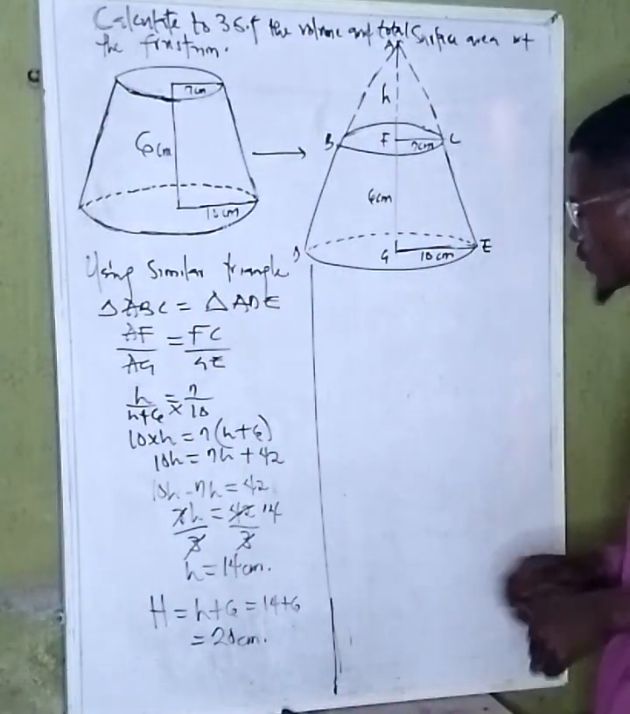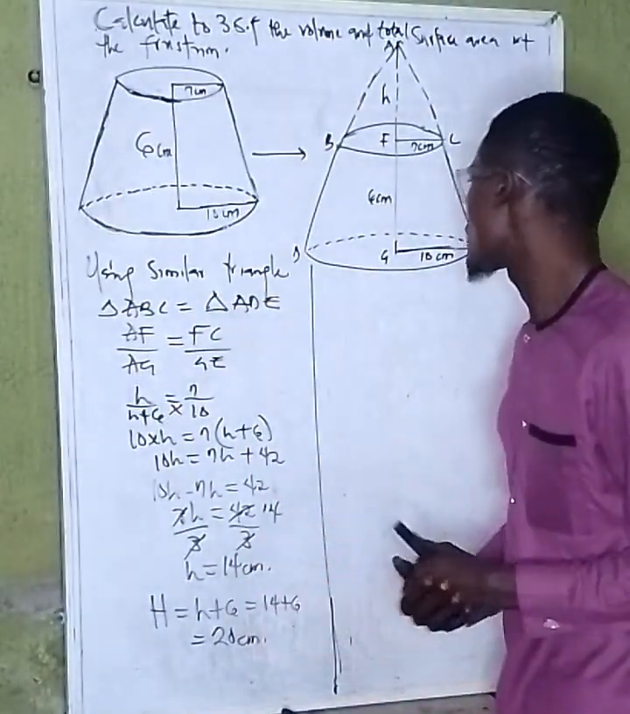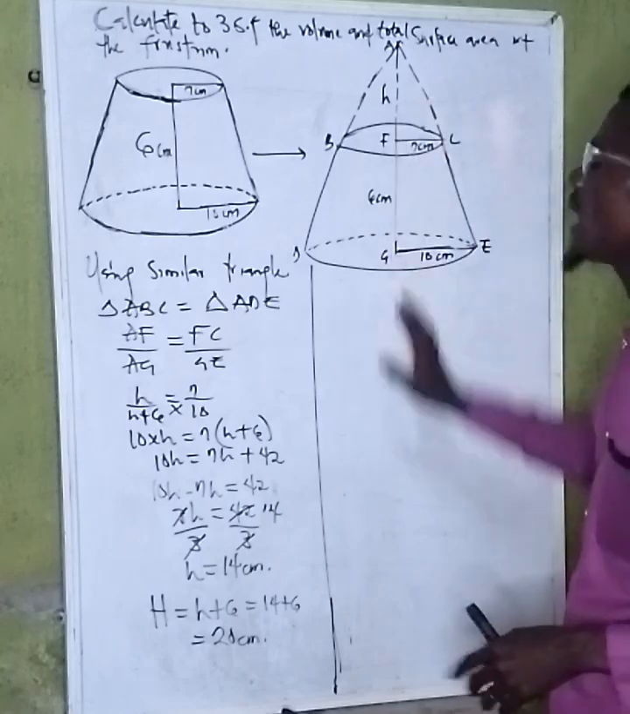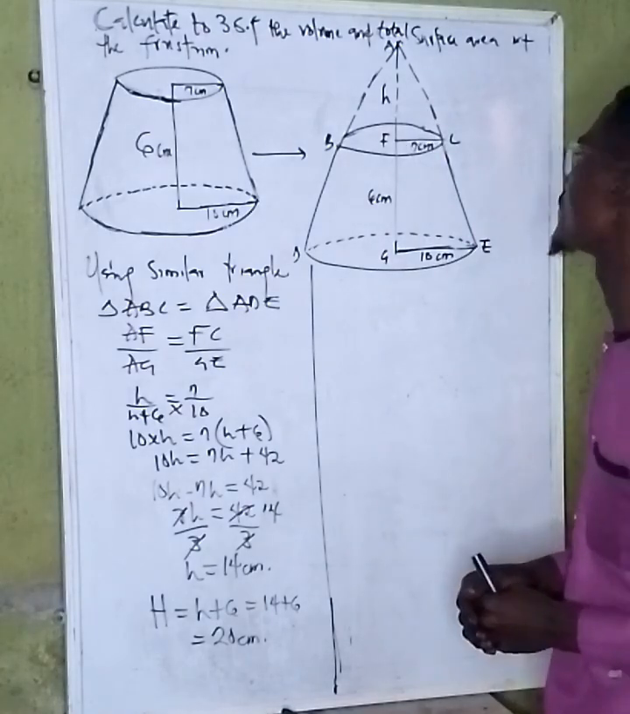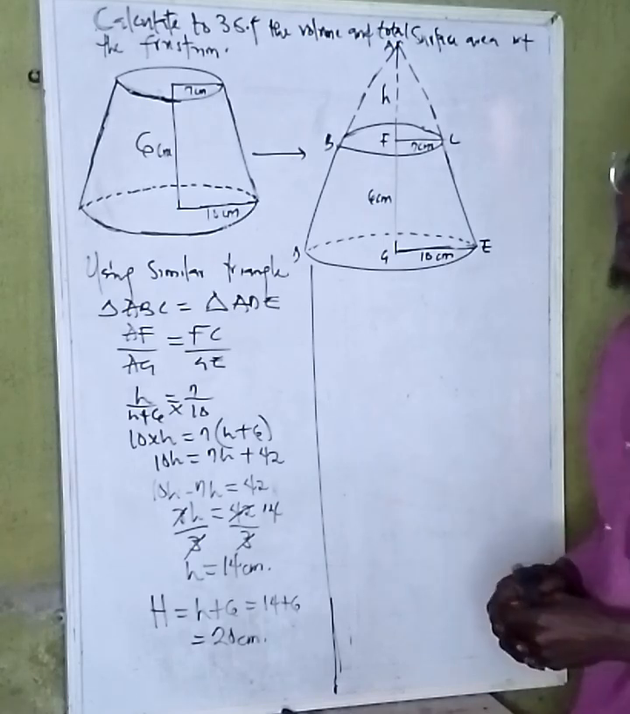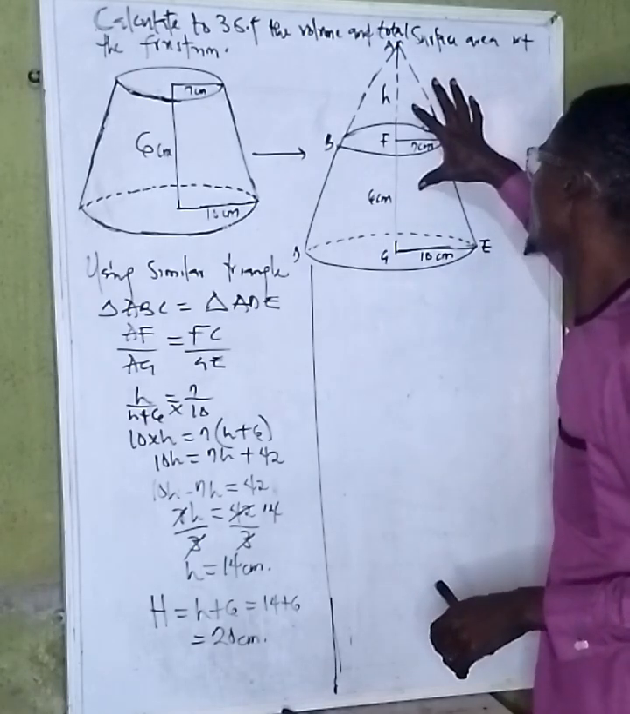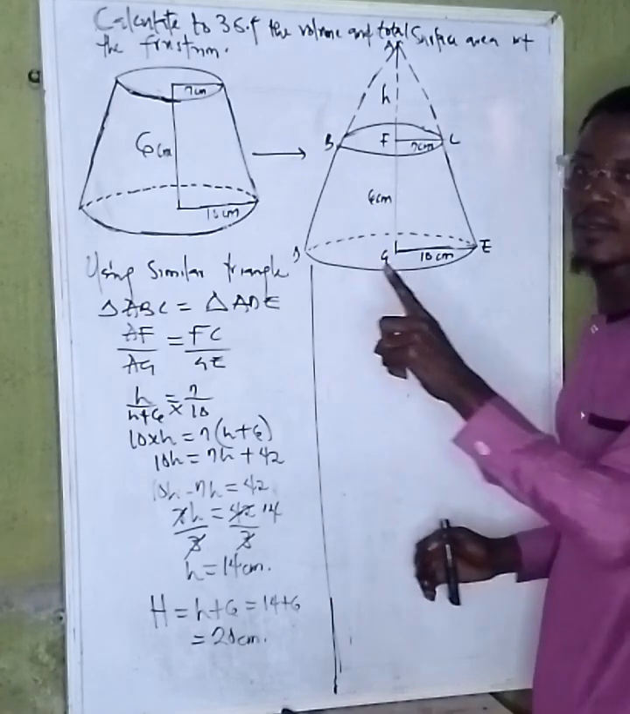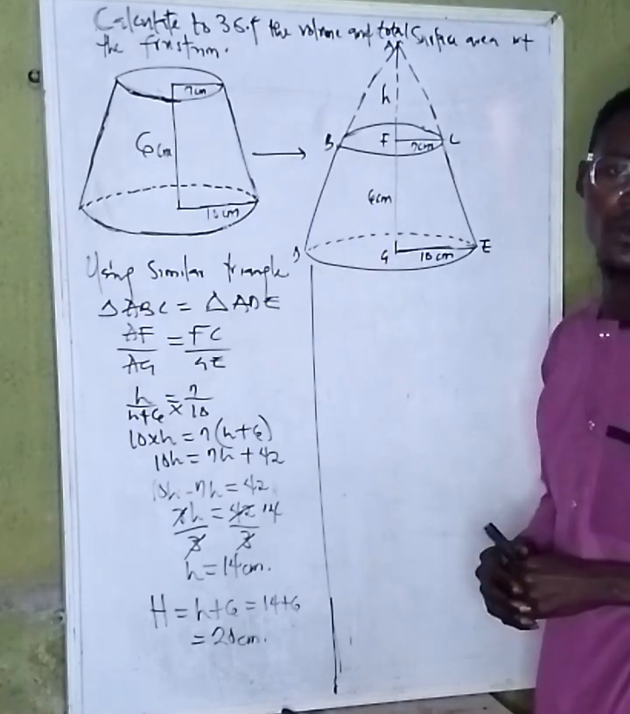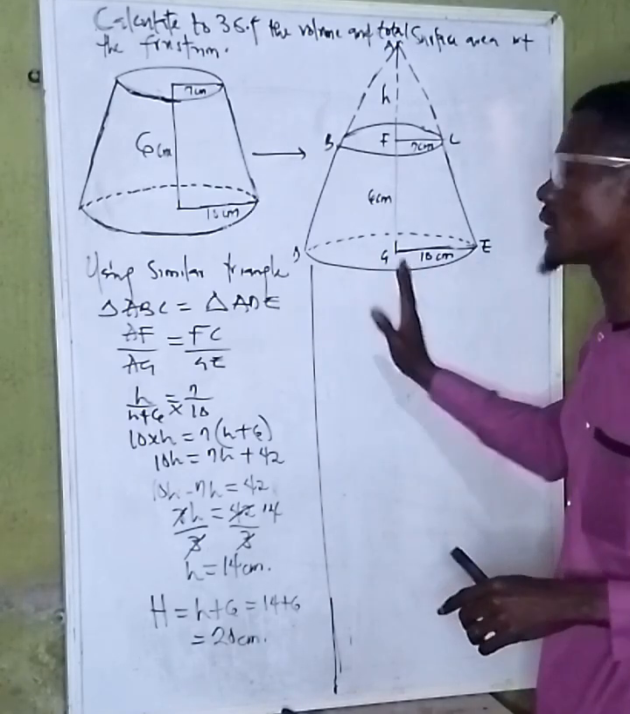Now we have gotten the height of our smaller cone and the height of our bigger cone. Now, I want to calculate the volume first before the total surface area of the frustum. If we are calculating the volume of the frustum, we are going to get the volume of the bigger cone and the volume of the smaller cone. Then we subtract the volume of the smaller from the bigger.